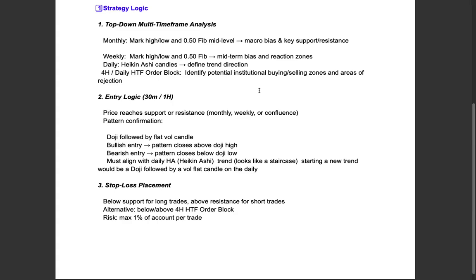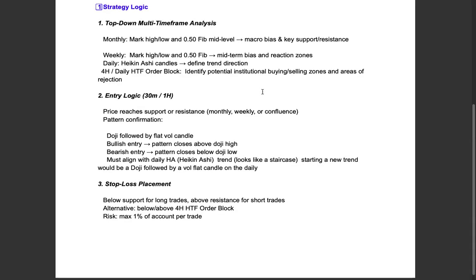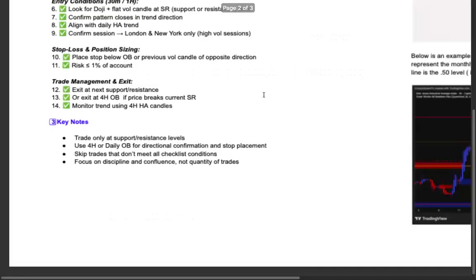It's used with Heikin-Ashi candles to be able to define the trend of the market. The reason the strategy works better with Heikin-Ashi candles is because you're able to determine the direction of the market. You're able to identify, with the 4-hour and daily higher time frame in an order block, potential institutional areas and buying zones.